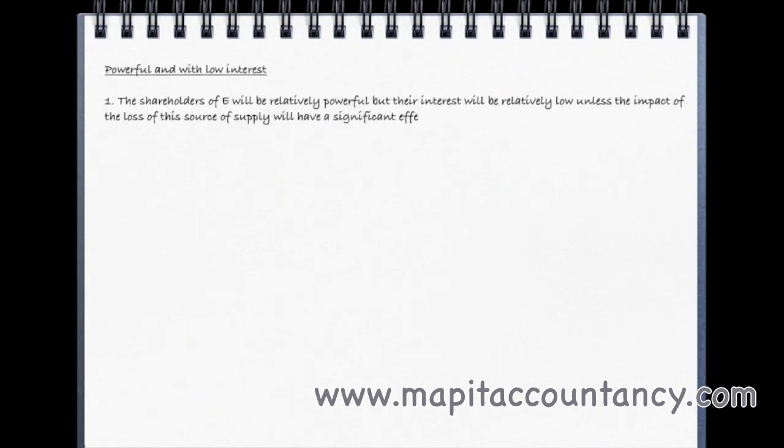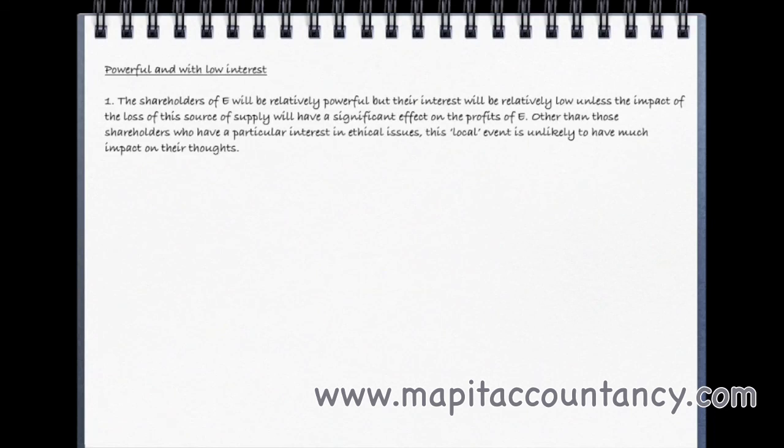Moving on to those that are powerful but have a low interest. Well, the first of these is the shareholders of E. They will be powerful, of course, but their interest is generally relatively low unless the impact of the loss of the source of supply will have a significant effect on profits. So until they start seeing an impact on shareholder return, then they're generally not that interested. But they are powerful. So other than those shareholders who have a particular interest in ethical issues, this local event is unlikely to have much of an impact on their thoughts. So what's going on locally probably won't impact on those shareholders.